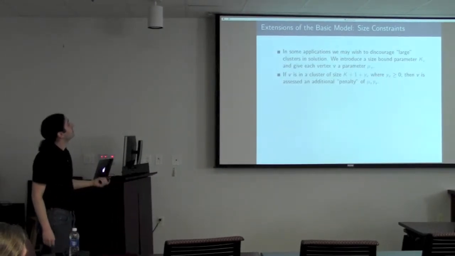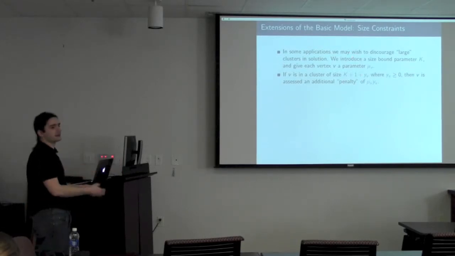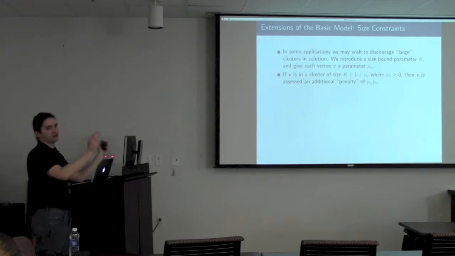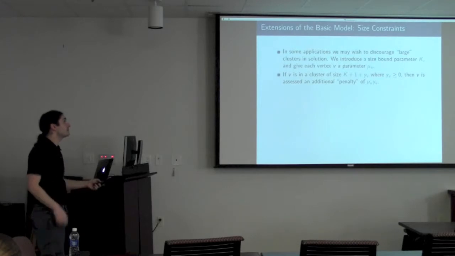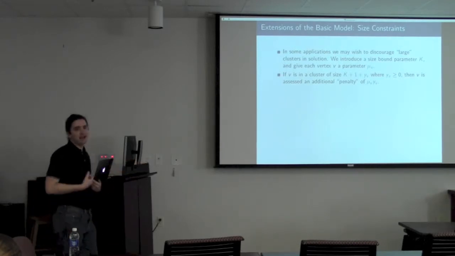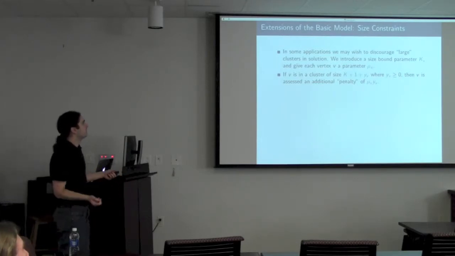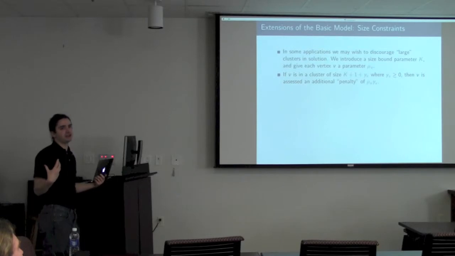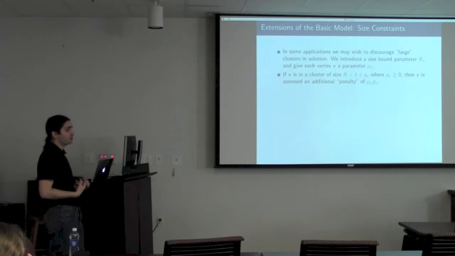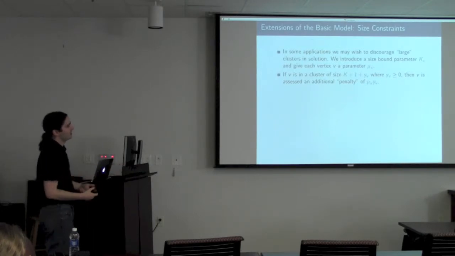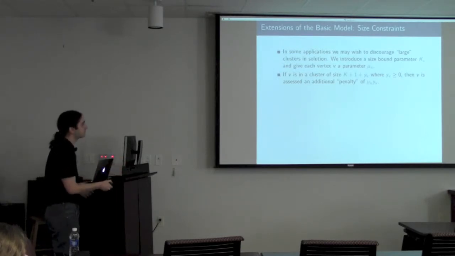And another extension that we're going to look at is this. In basic correlation clustering, you can take any partition at all of the object set, and that is a feasible solution. But maybe in some application, we don't want to have big clusters in the solution, even if the data is otherwise telling you to do that. For example, if you're using clustering to model assigning jobs to computers, each computer can only handle so many jobs. And you can't put all the jobs on one computer, even if that would be the most efficient thing to do.